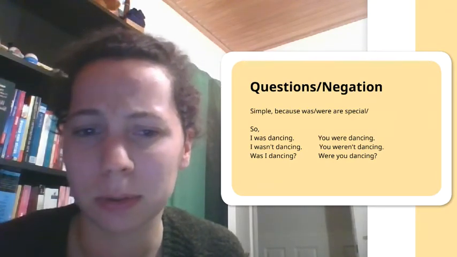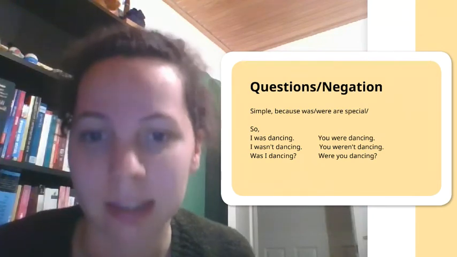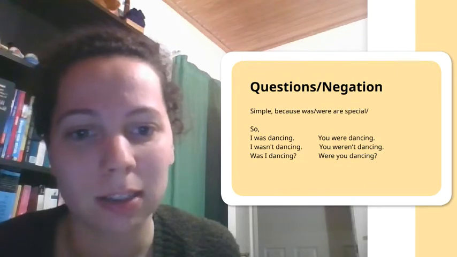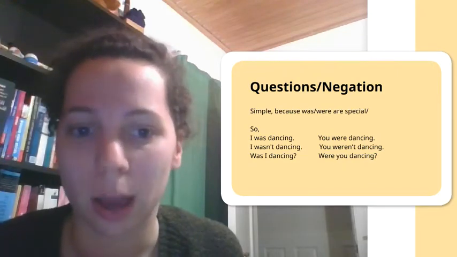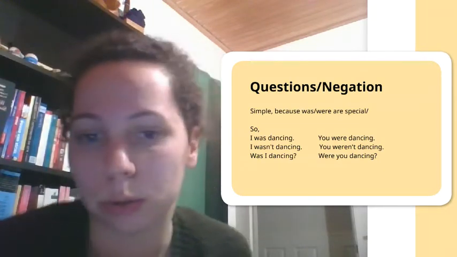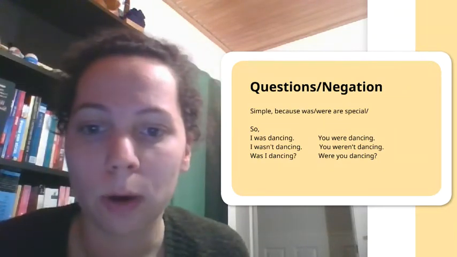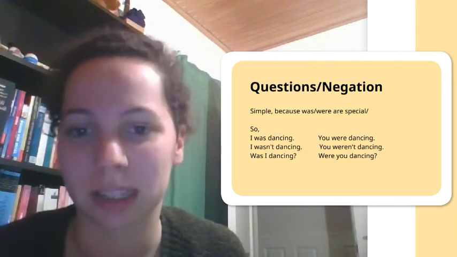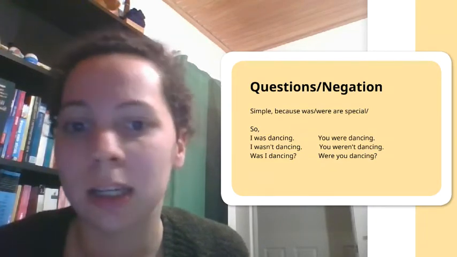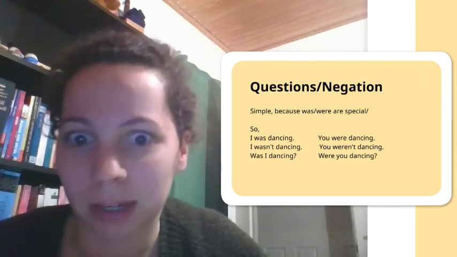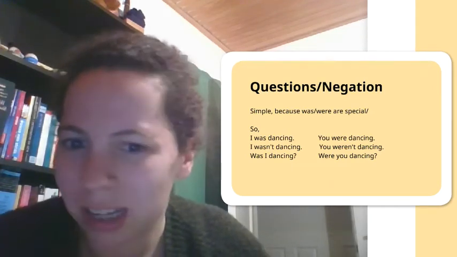Let's do some examples. If we have I was dancing, for instance, and I want to say the negated version of that, I add not to was. I wasn't dancing, or I was not dancing, also allowed. Or if I were to do a question of the same sentence, I would say, was I dancing? Same thing if you're using were. You were dancing, you weren't dancing, were you dancing? Simple, right? Like a normal Dutch sentence, really.